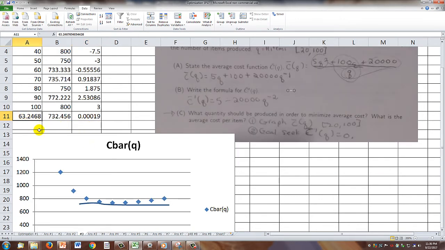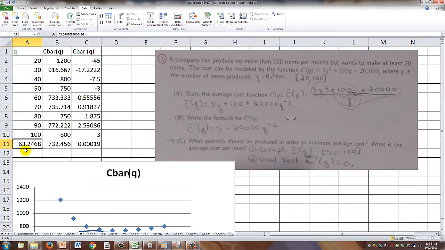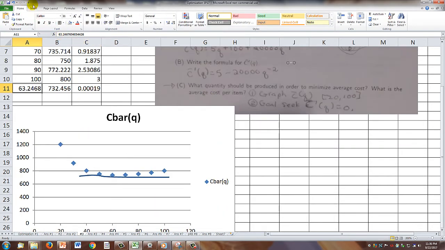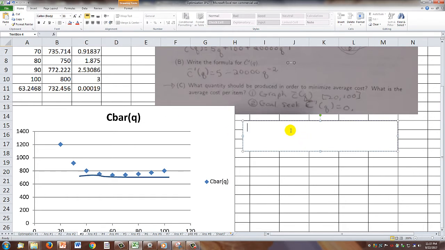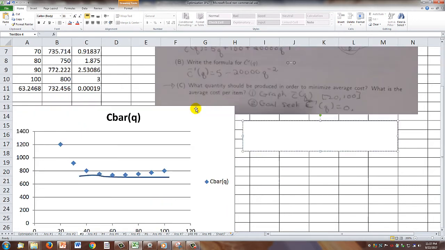And I get that value. I could try again to see if I can get any closer. I could also solve this algebraically to get the exact answer there. But this would be fine on a test. Okay, so now we're ready to answer this question. What quantity should be produced? So Q is number of items, and let's make sure it's not in hundreds. Nope. And C is cost, so C bar is average cost per item.